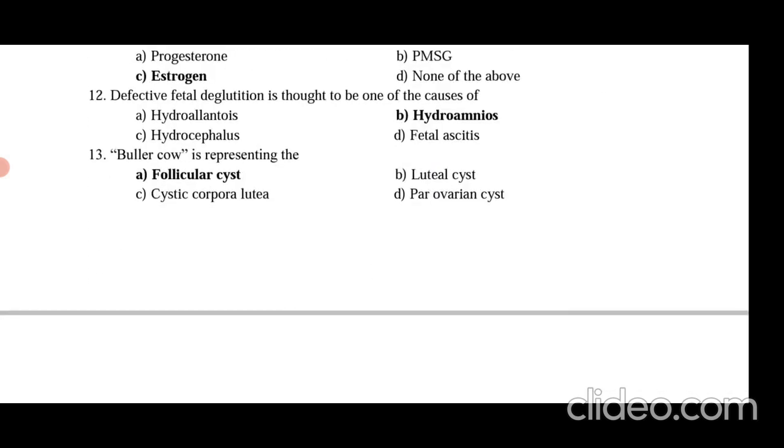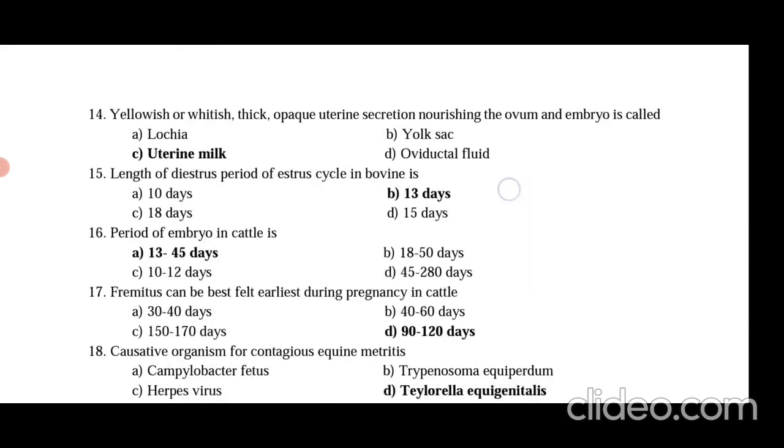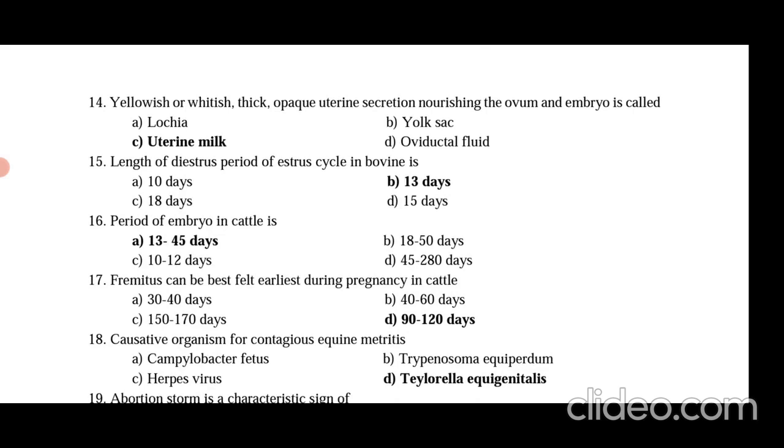Defective fetal deglutition is thought to be one of the causes of hydroamniosis. The buller cow represents the follicular cyst. The yellowish or whitish, thick, opaque uterine secretion nourishing the ovum and embryo is called uterine milk. The length of the distress period of the estrous cycle in bovine is 30 days. 30 days is the length of the distress period in cattle.